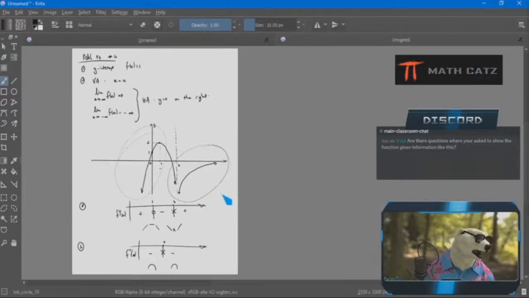Given some information, what's the function? No, I have no idea what the function is. I also don't really care. That doesn't seem like a worthwhile question. Ever, really. No.